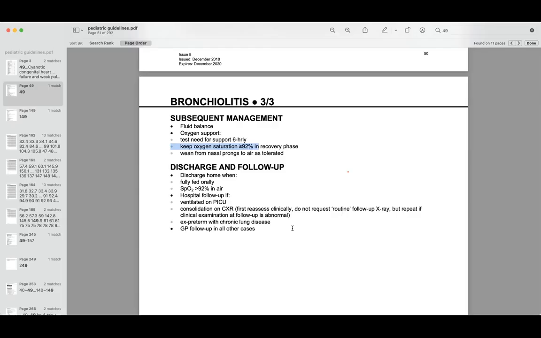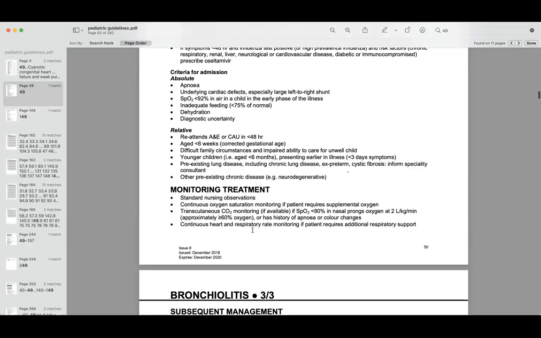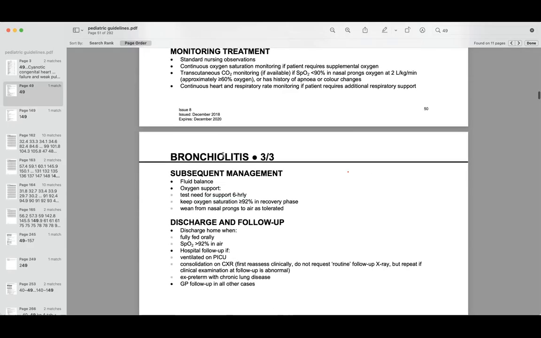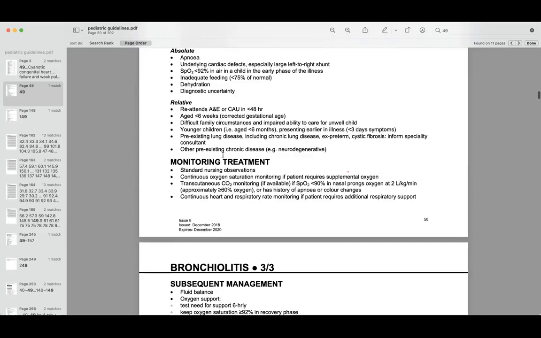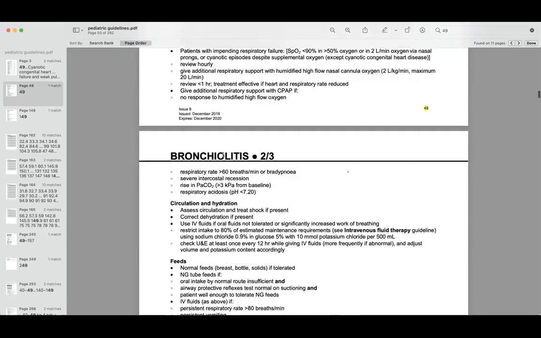So you did a chest X-ray and there was pneumonia. He will be followed up in the oxygen and ex-preterm with chronic lung disease. Otherwise GP follow-up. These points they will ask, very important. Criteria for admission, when do you discharge, and what is the follow-up for the discharge. Rest all Dr. Yasser told before.